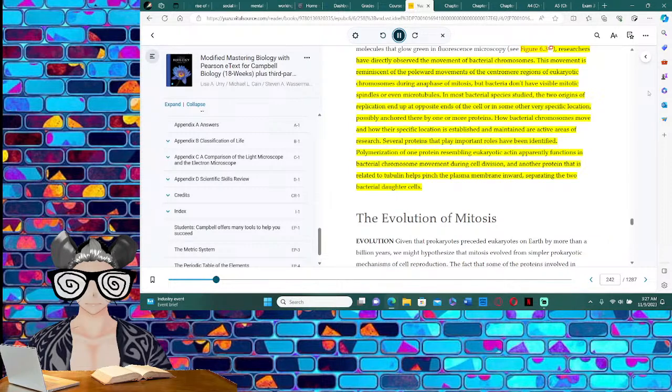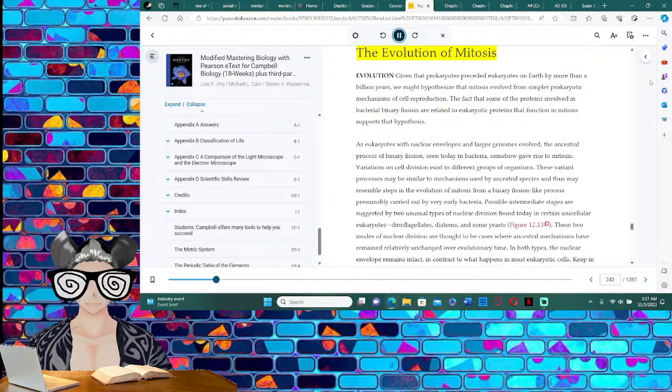How bacterial chromosomes move and how their specific location is established and maintained are active areas of research. Several proteins that play important roles have been identified. Polymerization of one protein resembling eukaryotic actin apparently functions in bacterial chromosome movement during cell division, and another protein that is related to tubulin helps pinch the plasma membrane inward, separating the two bacterial daughter cells. The evolution of mitosis.